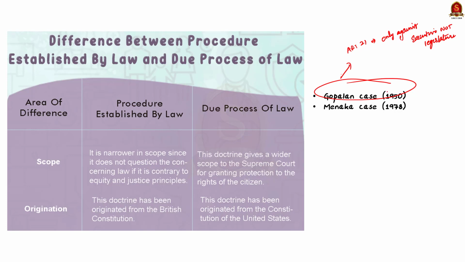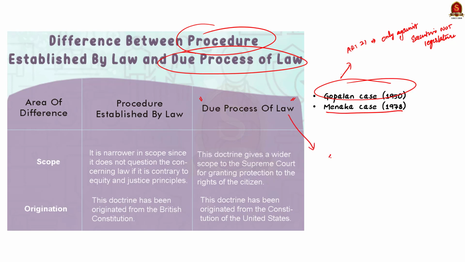Know that this procedure established by law is different from the due process of law of the American Constitution. Okay, now let us see what is due process of law. Due process of law refers to the just, rational, fair treatment under the regular judicial process.